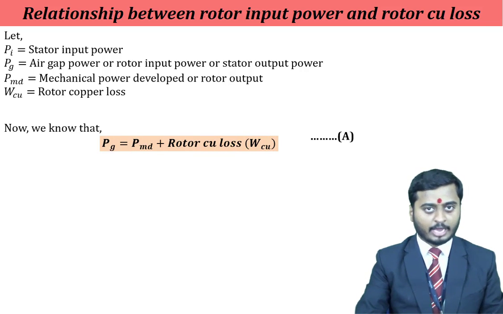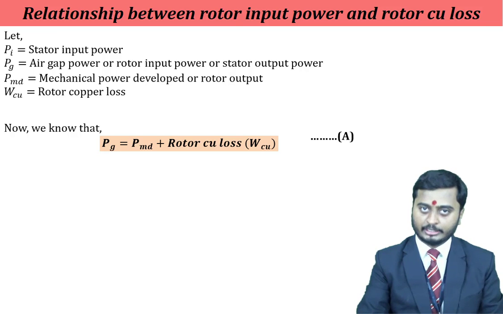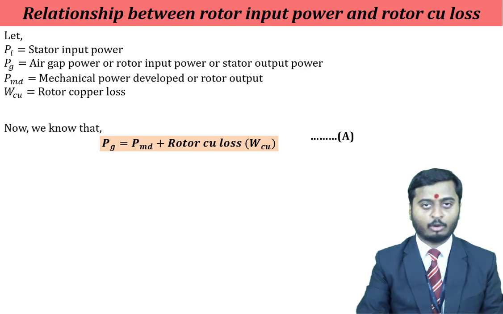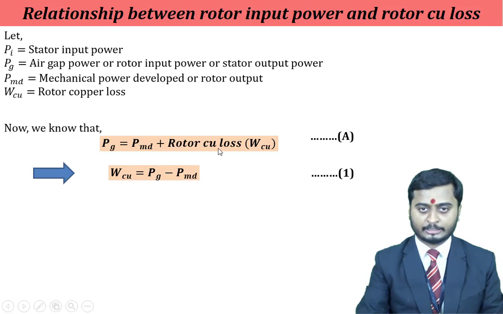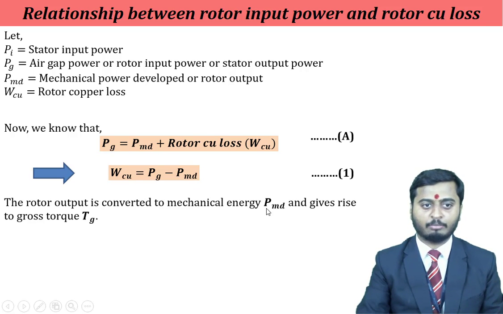Now, in a previous video we already discussed a few relationships. Pg equals PMD plus rotor copper loss, where rotor copper loss is denoted by WCU. Consider this as equation number A. Now from this equation, can I write an expression for WCU? Yes. WCU will be equal to Pg minus PMD. So treat this as equation number 1.